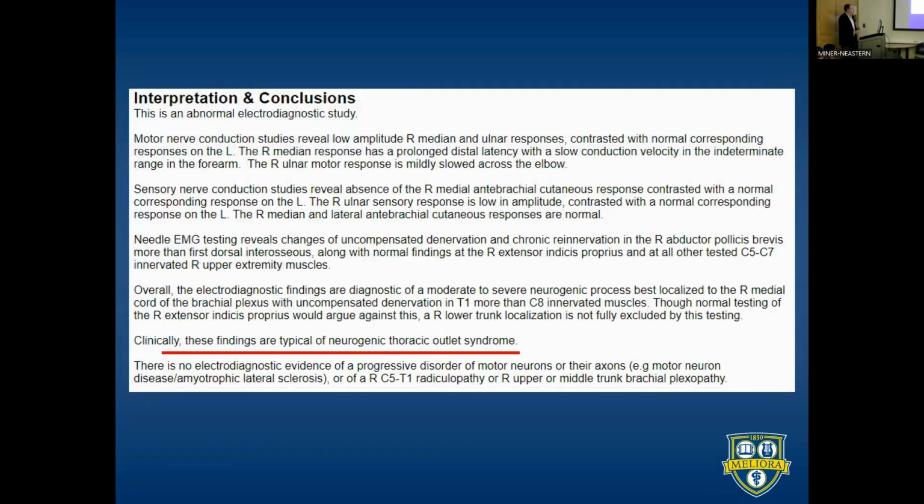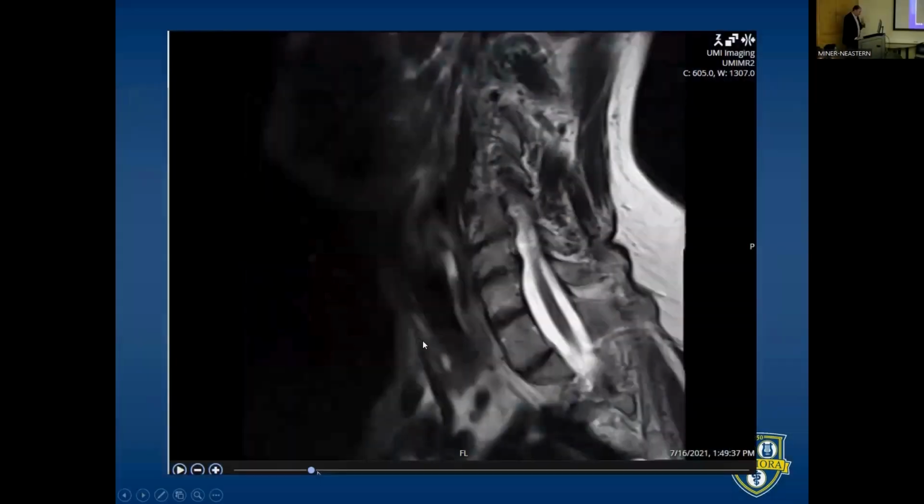So their interpretation here is clinically, these findings suggest thoracic outlet syndrome, but it's a really long way to get there. These patients can be challenging because they have so many scattered findings. He has to say this whole long paragraph and probably to us.